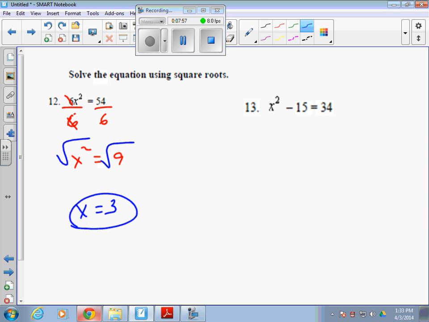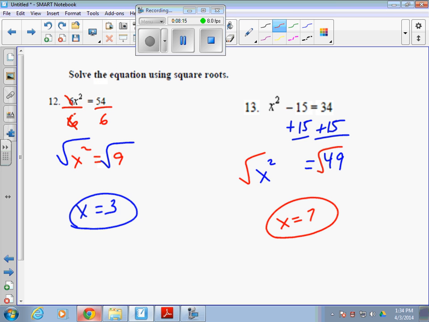Do the same thing for this one. Undo minus 15 by adding 15 to both sides. And that gives you 49 right there, equals x squared. Undo squaring something again, just like on number 12, by taking the square root of it. X equals 7.